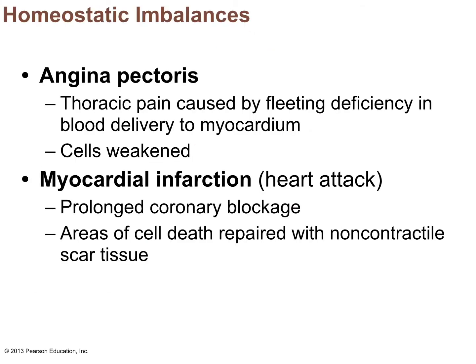Some homeostatic imbalances. You have angina pectoris. This is thoracic pain caused by a deficiency in blood supply to the myocardium. This is not a complete loss of blood supply. In this case, the cells are weakened, but they're not permanently damaged, so angina is not permanent damage to the myocardium.